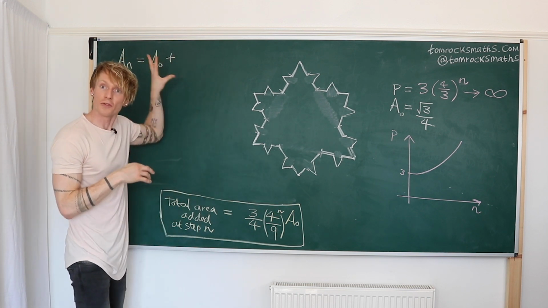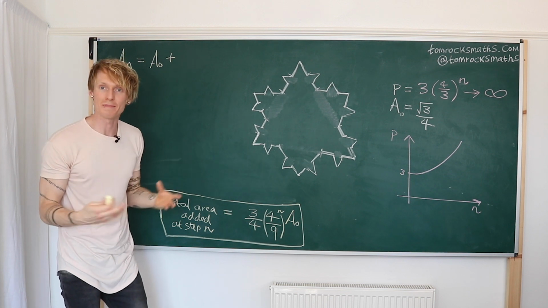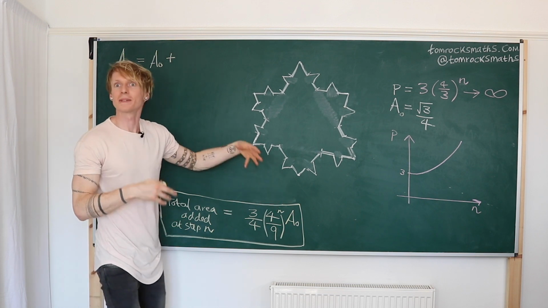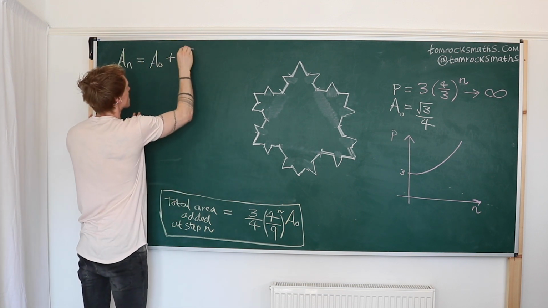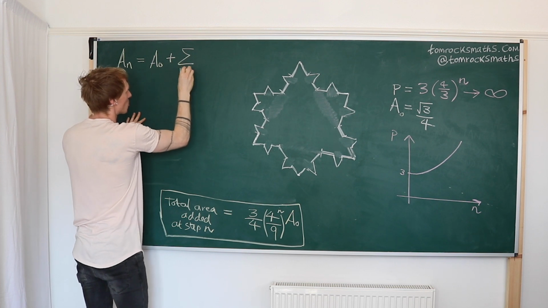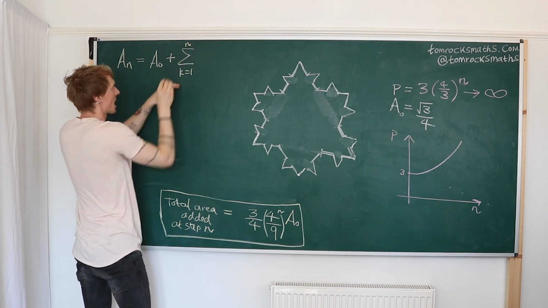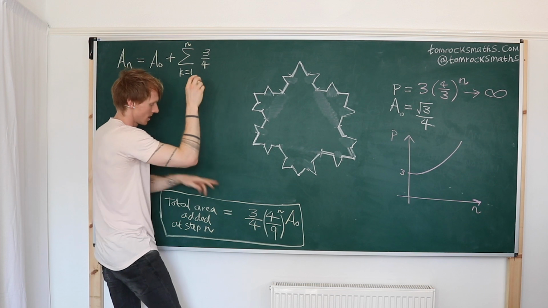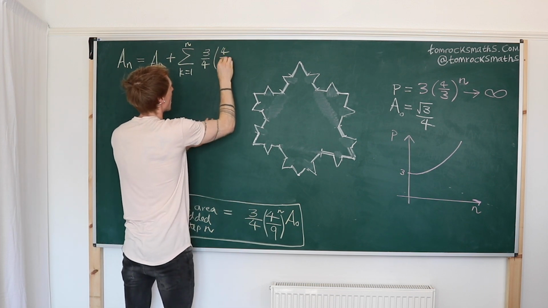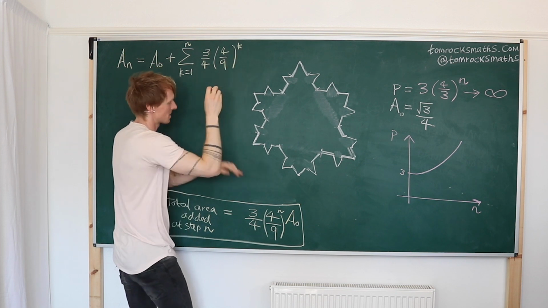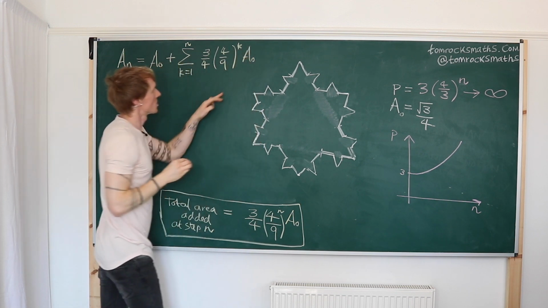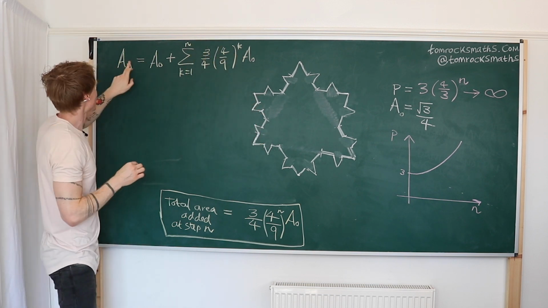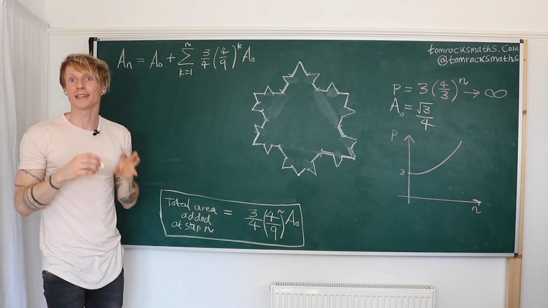And we can write this as a formula. This is just mathematical notation. It means the same thing. Add all of these together when this number starts at 1 and goes up to n. But we write it as the sum from k equals 1, the starting value, up to n, the end value, of the formula. So 3/4 times 4/9 to the power k times A0. So this formula here gives you the area of your Koch snowflake at step n in the fractal generating process.